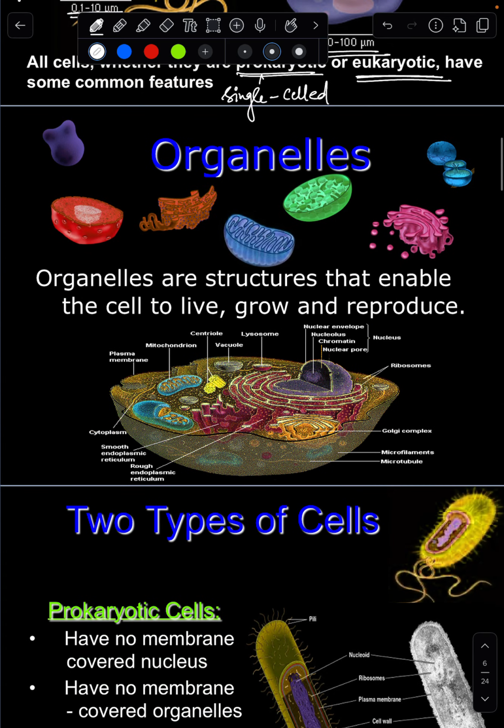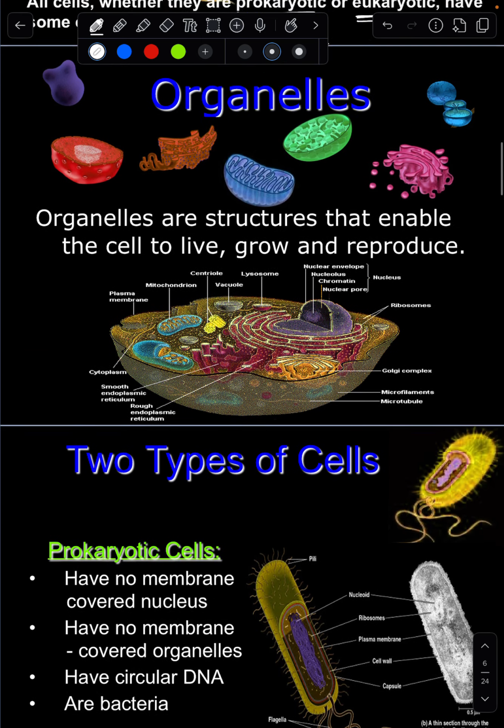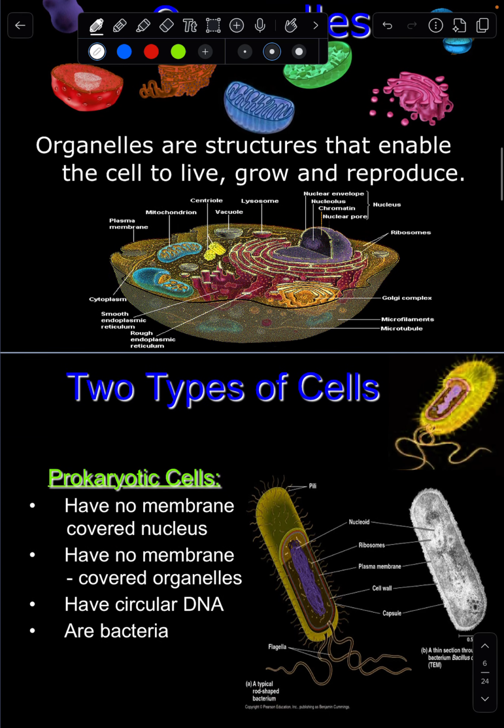Now coming to the organelles part of it, they are structures that enable the cell to live, grow and reproduce. In organelles we see the plasma membrane is the first and foremost outer layer, which is present for its stability and mobility. Then mitochondria, centriole, vacuole, lysosome, cytoplasm, SER, RER and other Golgi bodies, ribosomes and nucleus.